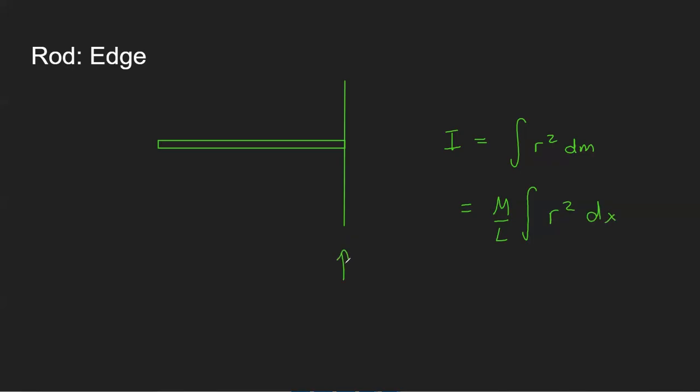I will label this coordinate x equals 0, and I'll label the increasing direction for x to the left. And in that case, once again, r is equal to x, so that we have x squared dx. And the big change is that our bounds of integration are now from 0 up to L. And so going ahead and integrating gives us m over L times L cubed over 3, or 1/3 mL squared.